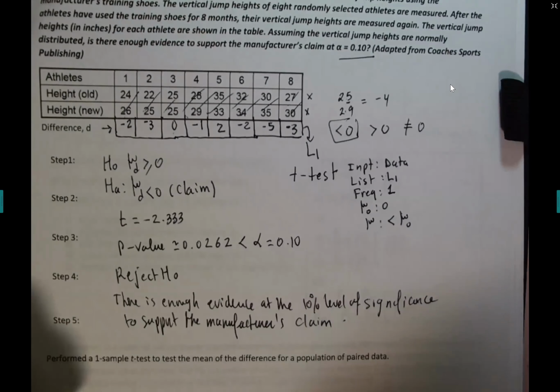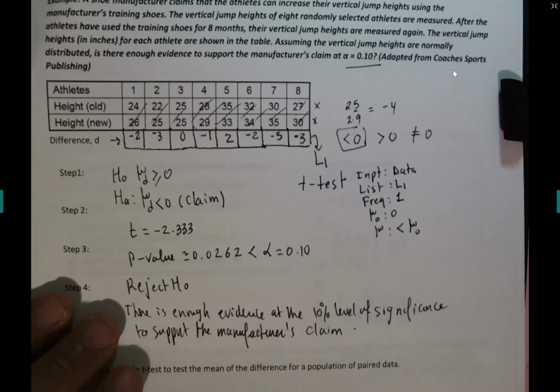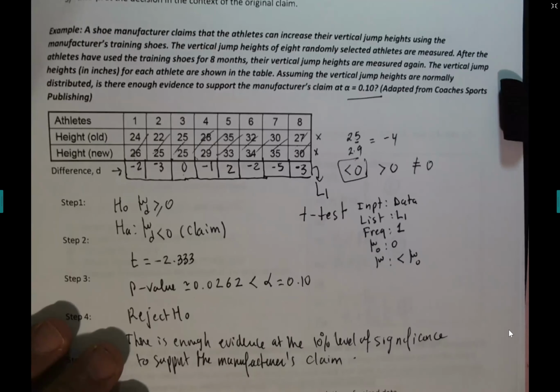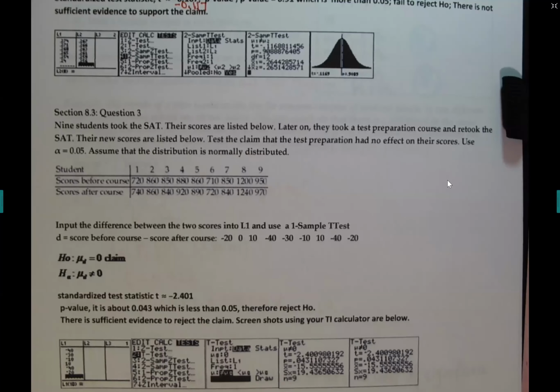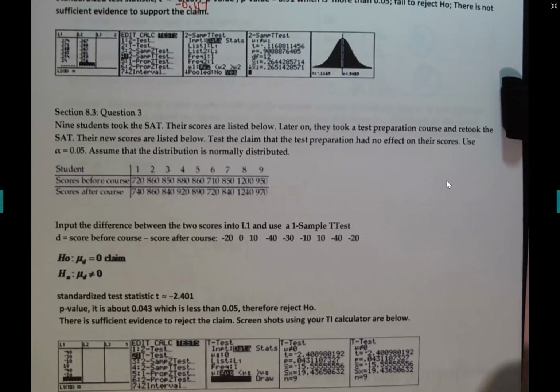Okay, let's do another one to strengthen what we just learned with this exercise. 9 students took the SAT. Their scores are listed below. Later on, they took a test preparation course and retook the SAT. Their new scores are listed below. Test the claim that the test preparation had no effect on their scores. That means the training they did to retake the SAT did not make any difference. Use alpha equals 0.05.